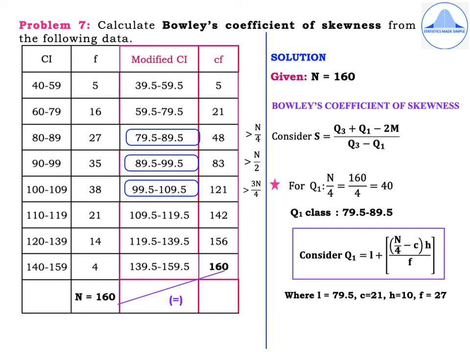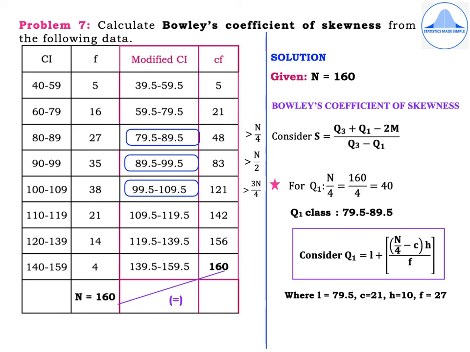7. Calculate Bowley's coefficient of skewness from the following data. The class intervals are 40 to 59, 60 to 79, 80 to 89, and it continues up to 140 to 159. The corresponding frequencies are 5, 16, 27, 35, 38, 21, 14, 4.